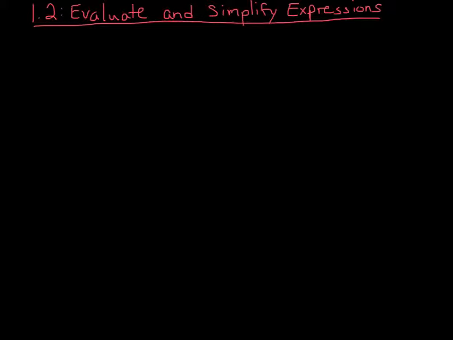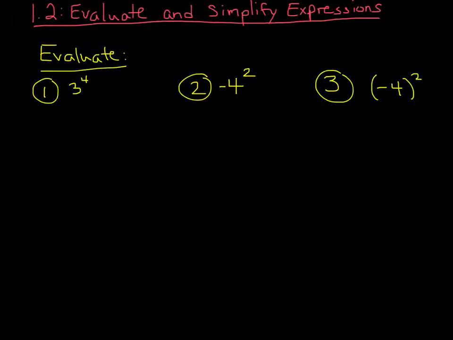So we're going to start with a few problems involving evaluating expressions. For these first ones, we're going to work with powers. So my first one, I have 3 to the 4th power. Recall that that means 3 times 3 times 3 times 3. You are going to multiply the 3's together there, multiply the 3's together there, and you get 81.